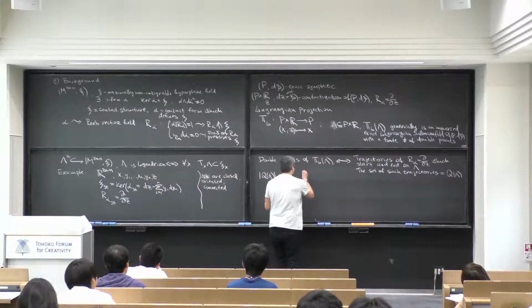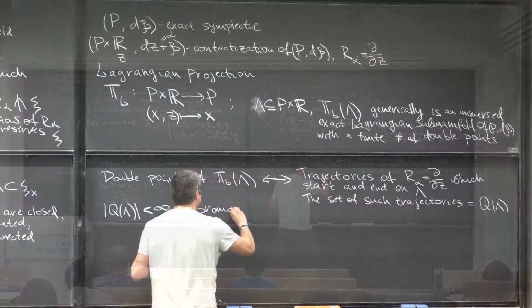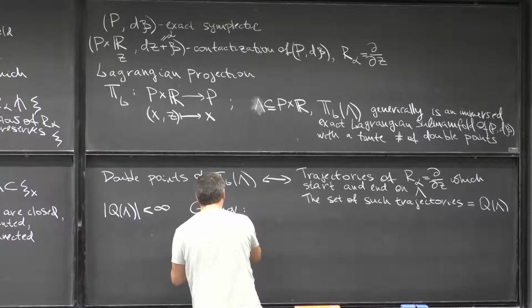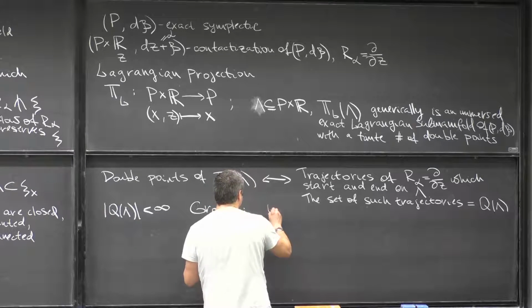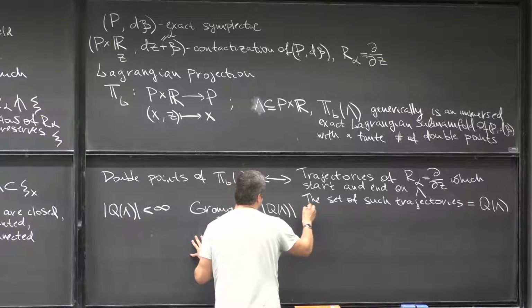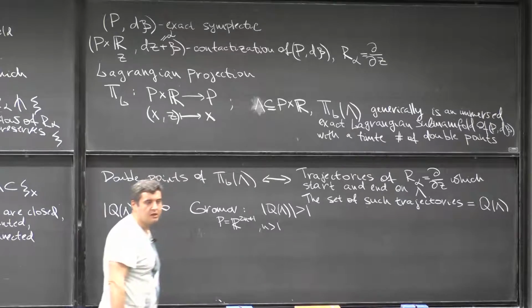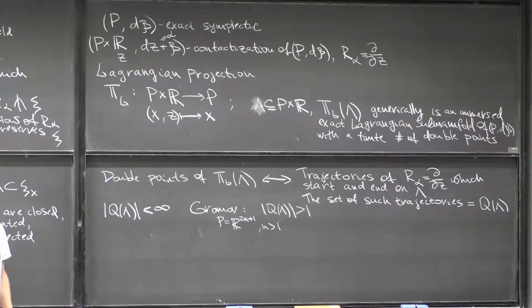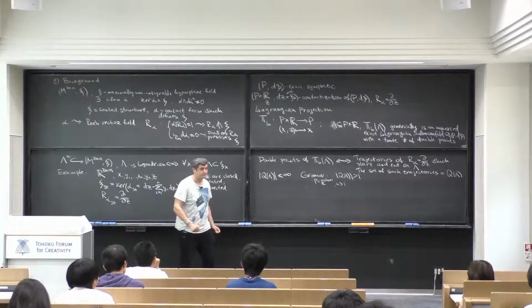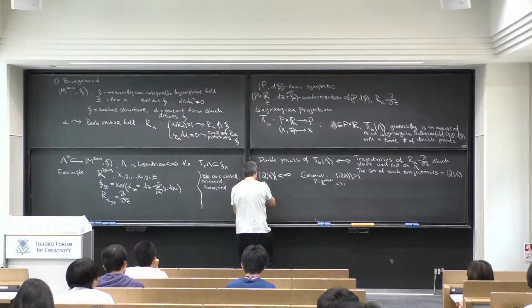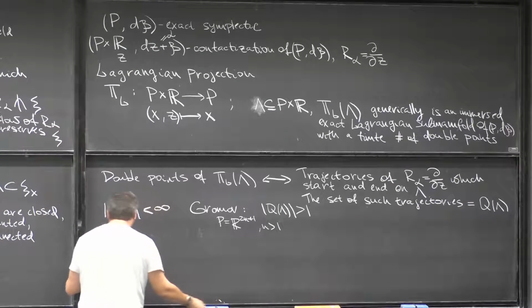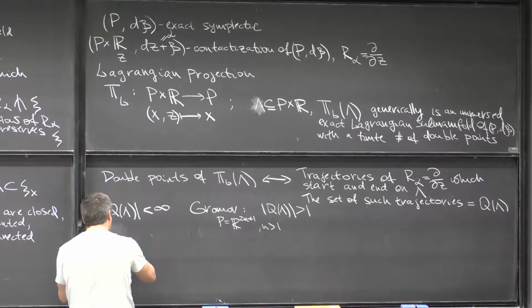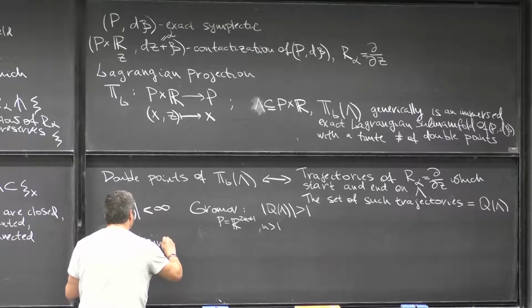So Gromov in these settings tells us, let me be safe and say that P is equal to R to the 2n plus 1, and n is greater than 1, that the size of the set is at least 1. The question is, can we do better? Can we get better bounds? And this is exactly the topic of the conjecture, as I already said. So the conjecture due to Arnold.